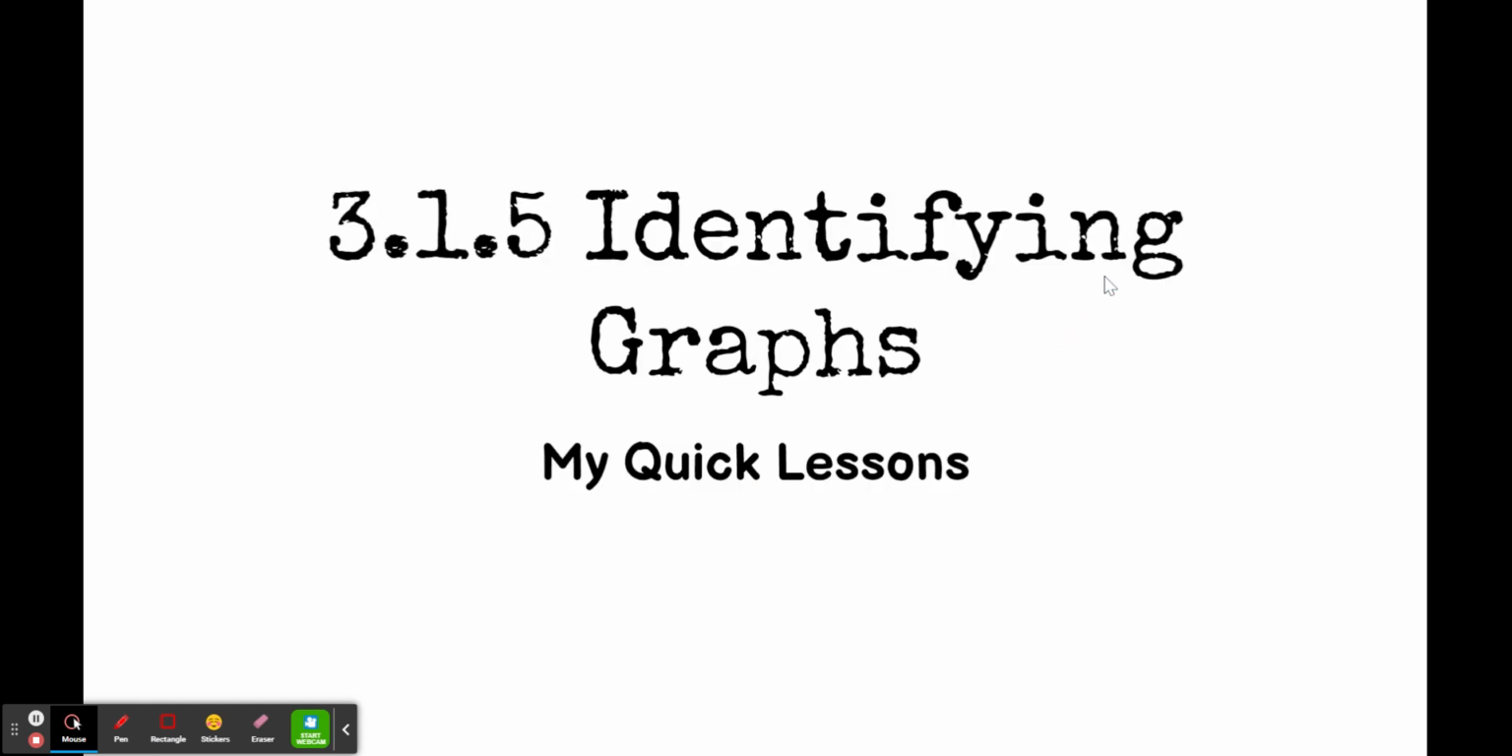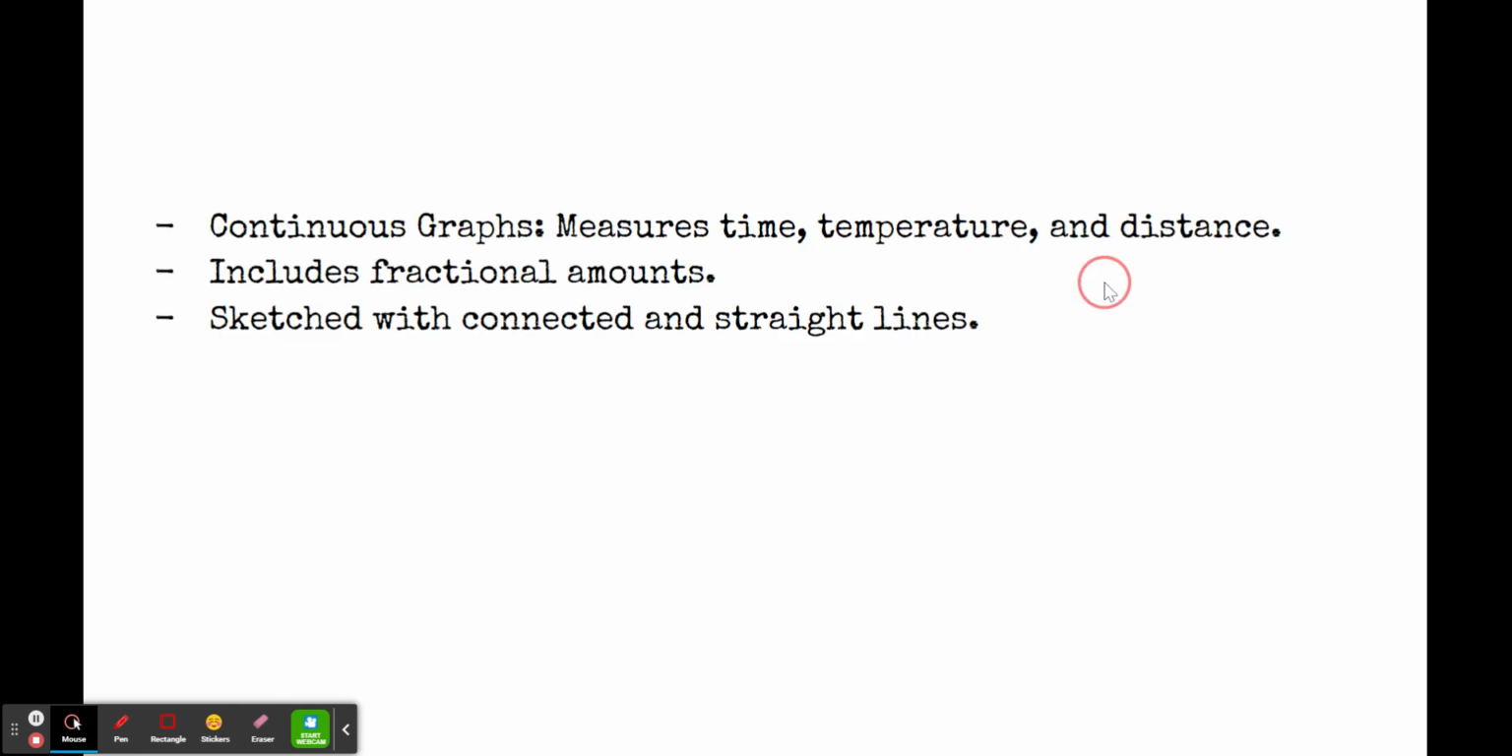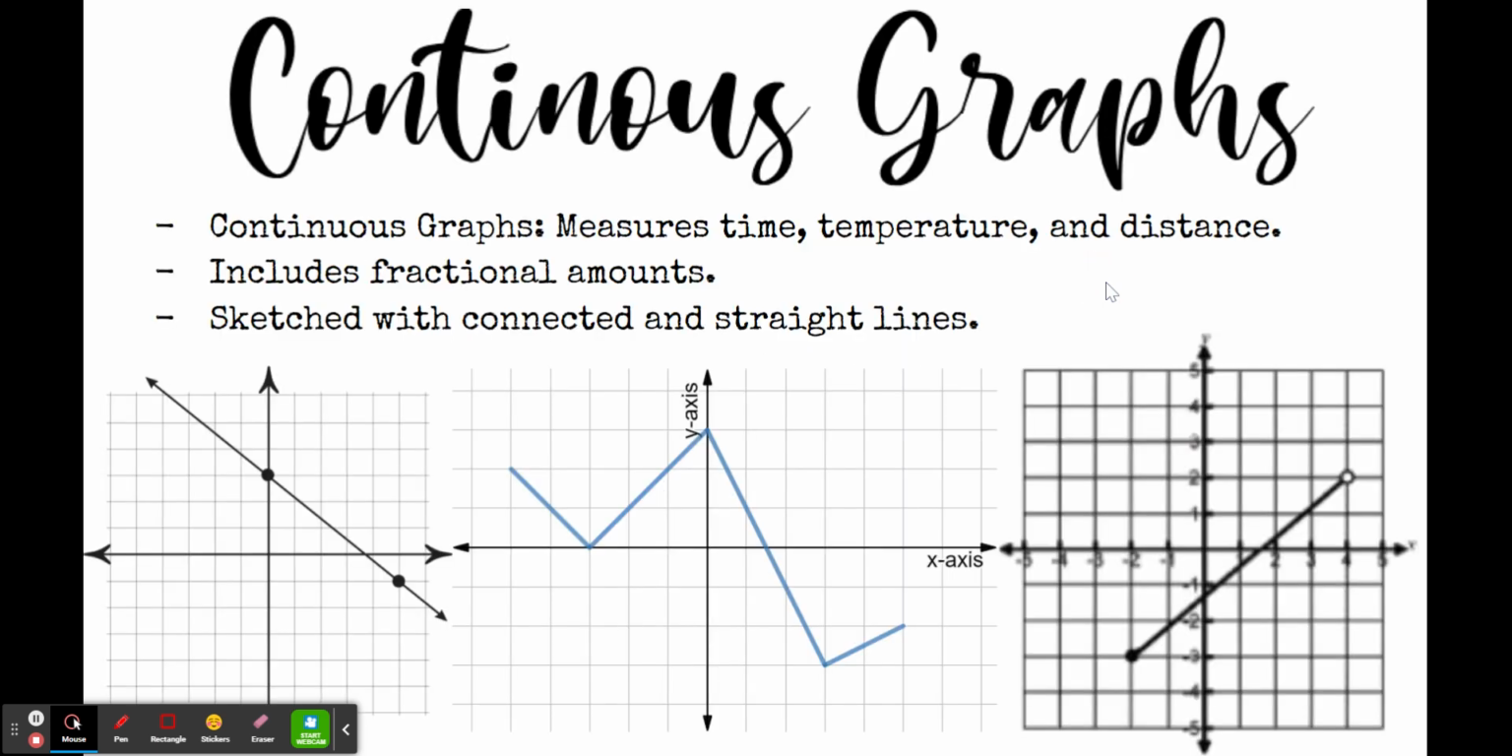Now we're going to take a look at the second part of identifying graphs. This is a continuous graph. A continuous graph measures time, temperature, and distance. It includes fractional amounts and is sketched with connected and straight lines. For example, you can measure distance in fractional amounts. You can say 4 feet and 2 inches. That's fractional amounts. So all of these lines are connected together.